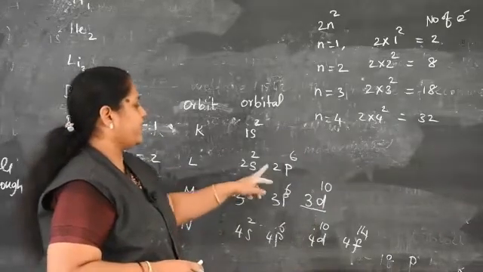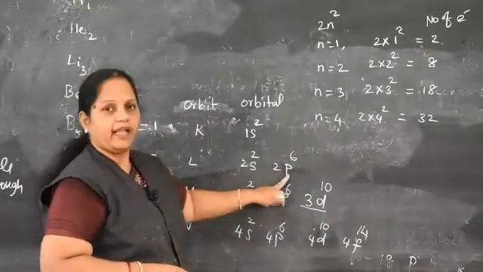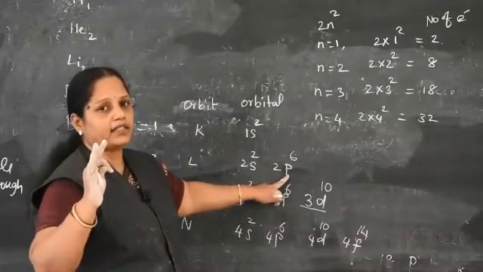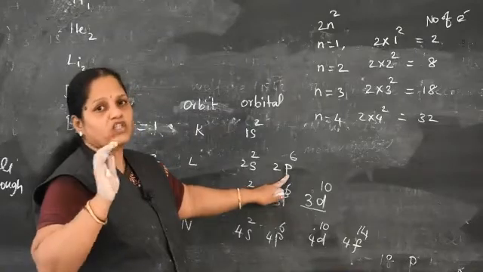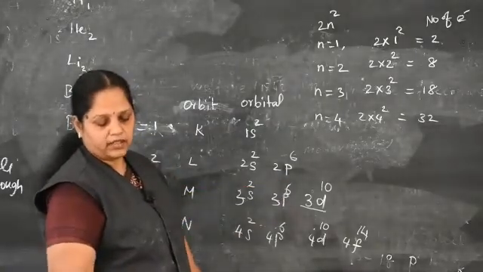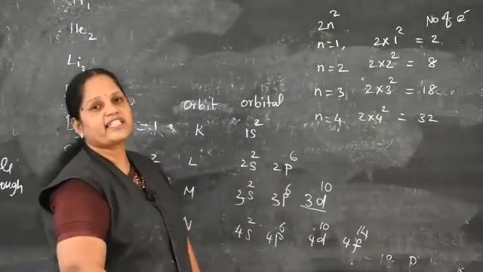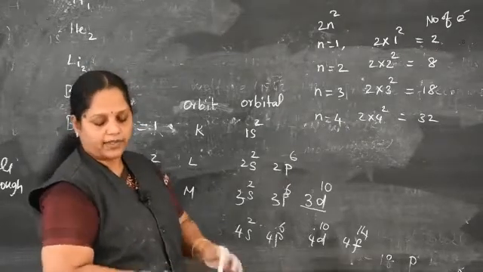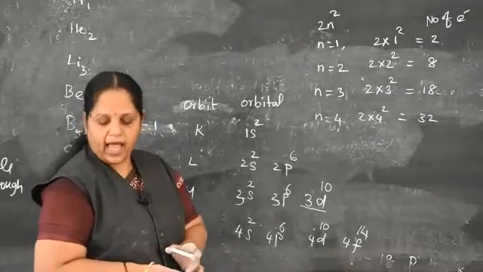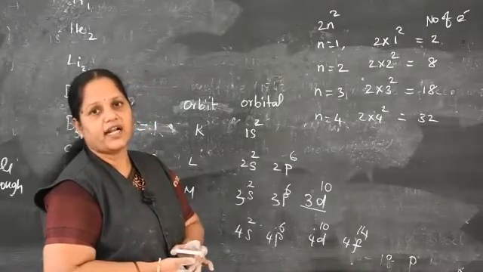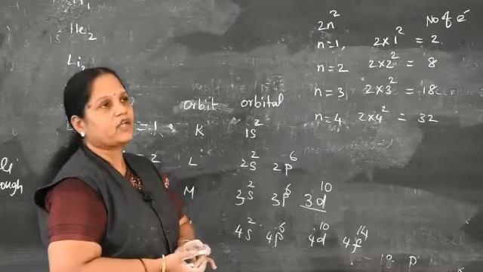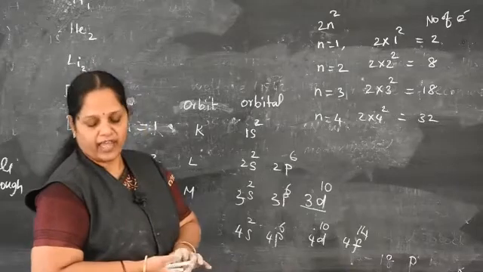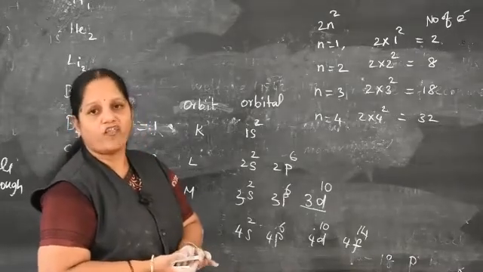So, the 2p is further divided into how many orbitals? 3 orbitals. So, according to Hund's rule, what is Hund's rule? No pairing occurs until all orbitals of a given subshell are half filled. This is called Hund's rule. What is Hund's rule? No pairing occurs until all orbitals of a given subshell are half filled.